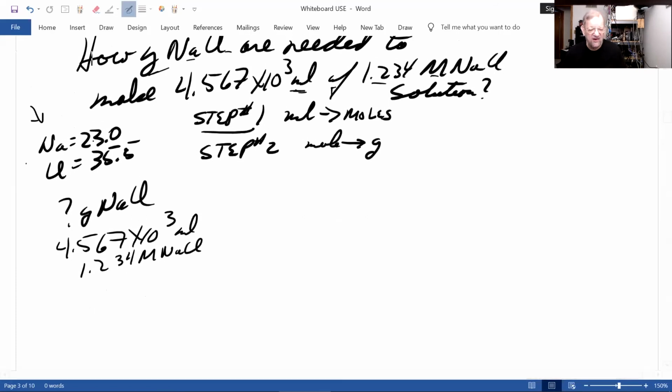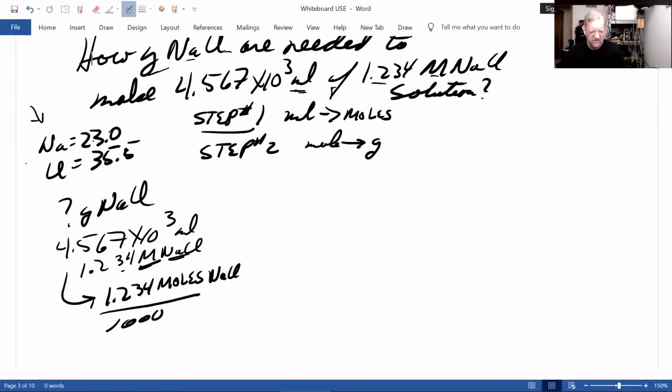As soon as I see a number with capital M in a chemical formula, I know capital M in chemistry is molarity. And that's 1.234 moles NaCl per 1,000 milliliters. Now, there's no way I can go from milliliters to grams. You can't. But I now know I need to use two steps. Step one, I go milliliters to moles. So I'm going to do that.